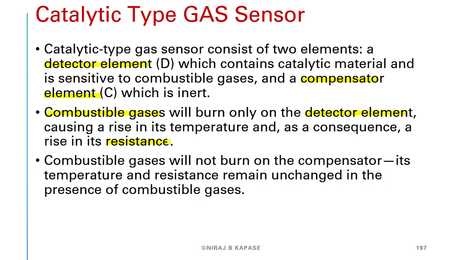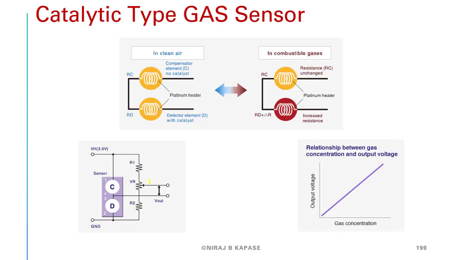So this is also dependent on the resistance-based factor. As the combustible gases come into the picture, they burn at the detector element. The combustible gases will not burn the compensator element. So combustible gases will not burn the compensator element, and thus the temperature and the resistance remain unchanged, and we have just a constant resistance there. How it looks, I will show you in the figure. Here we have two elements: this is the compensator element, and here we have the detector element.